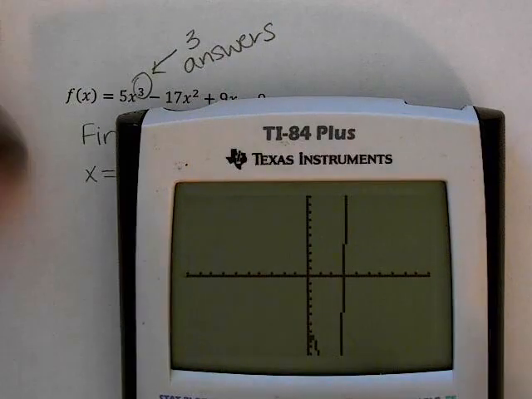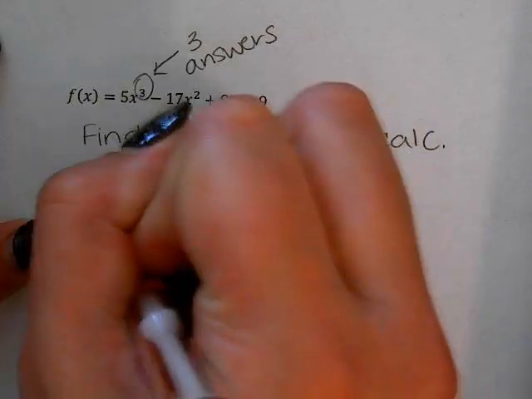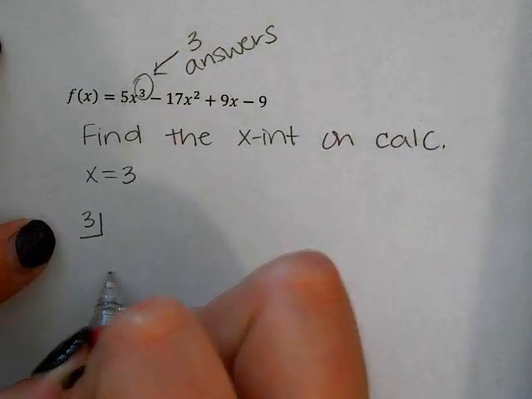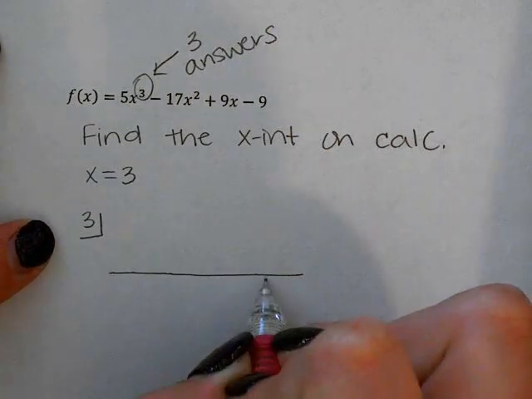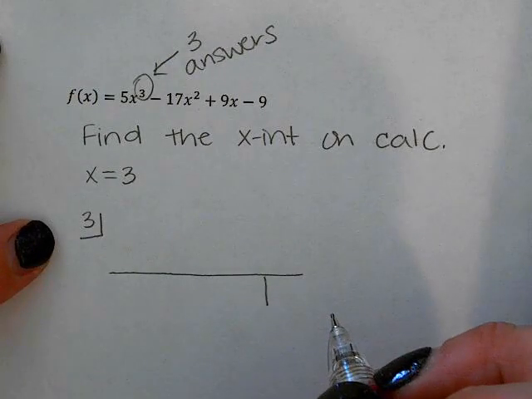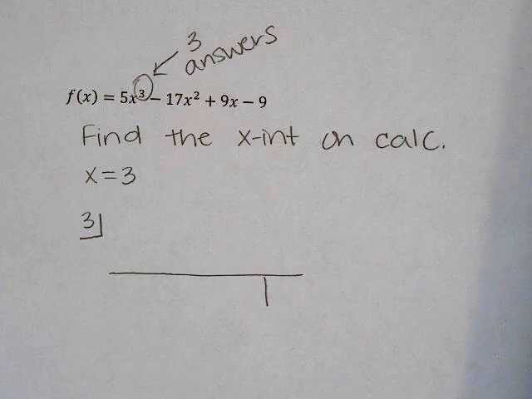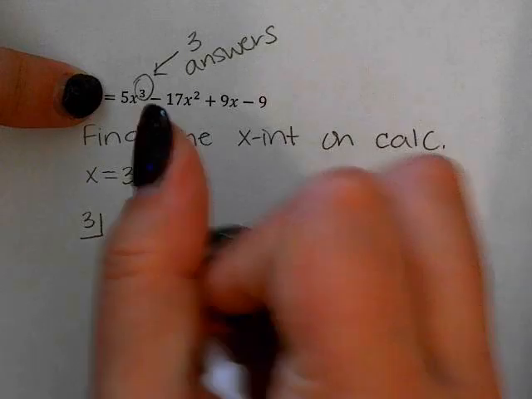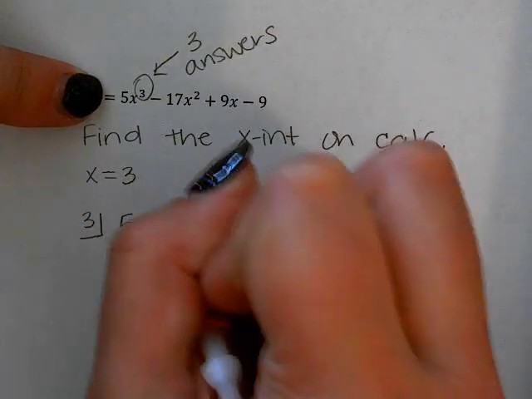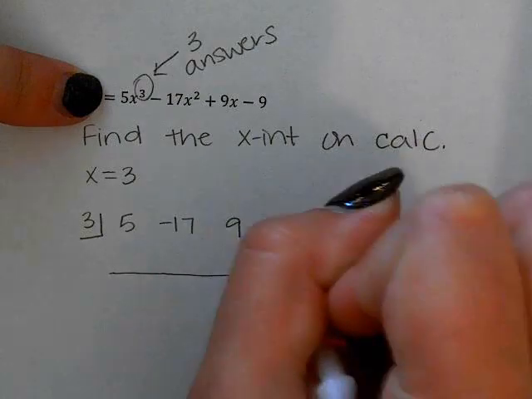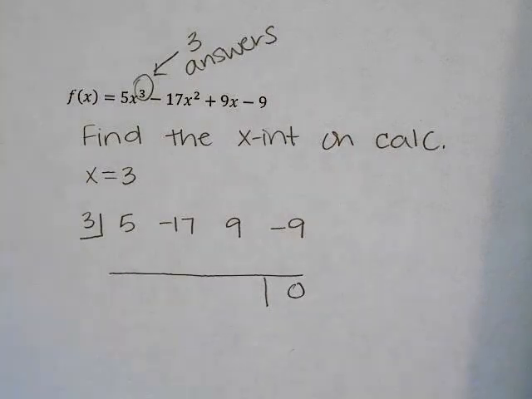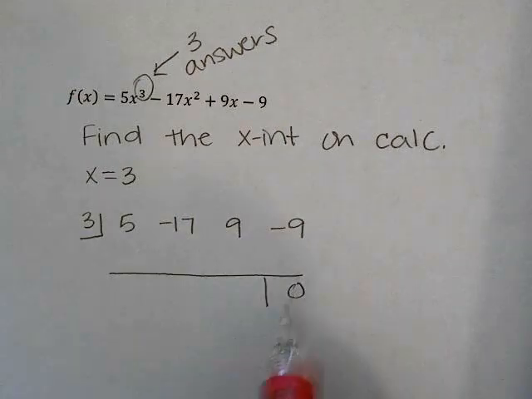We've got 3 is what's going to go in the little box. And I'm doing synthetic division, but do I have to do synthetic division? No. So if you are not a fan of synthetic division, if you want to do long division today, you are welcome to do long division. So I've got 5, negative 17, 9, and negative 9. This is a factor. Today we're going to have only real factors. X-intercepts are real factors. So the remainder has to be 0. And I always know that I drop down my first number.